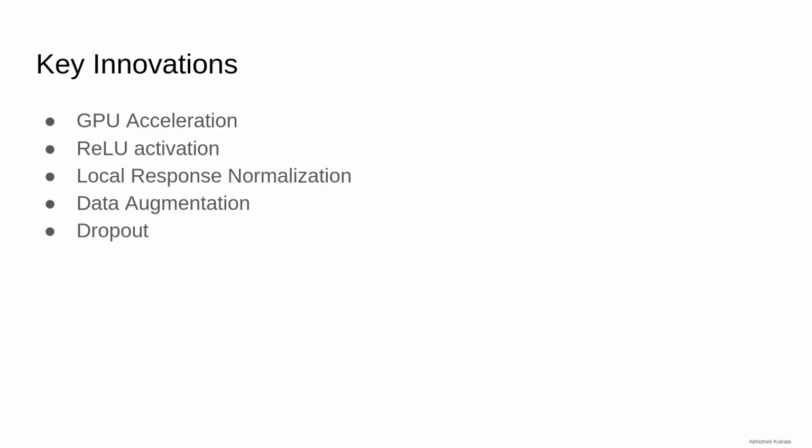Now, we'll talk about innovations that made AlexNet so successful. First, it wasn't just about the architecture. It was about how they tackled the challenges that previous models couldn't overcome. A major breakthrough was the use of GPUs for training. Prior to AlexNet, deep learning models were primarily trained on CPU, which was slow for large datasets. AlexNet leveraged 2 GPUs in parallel, reducing training time drastically. This made deep learning models feasible to train on large-scale datasets like ImageNet.